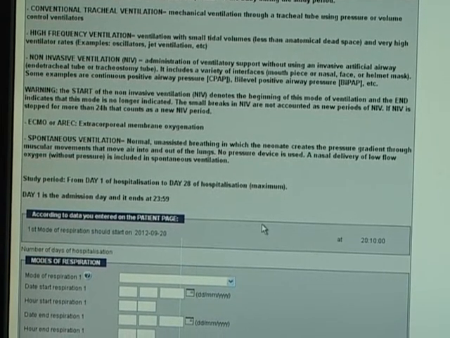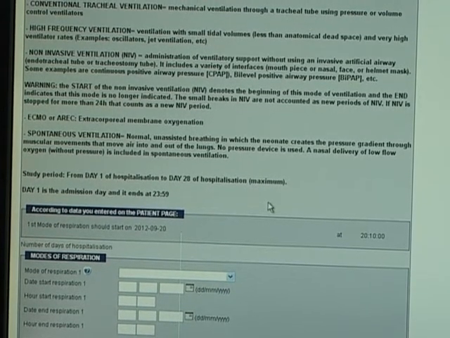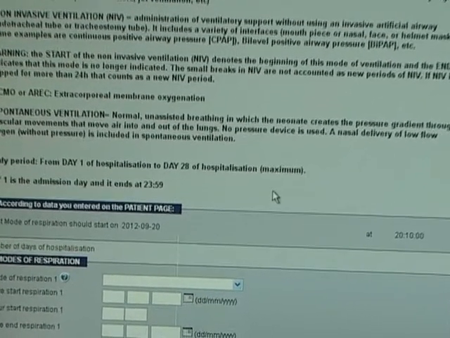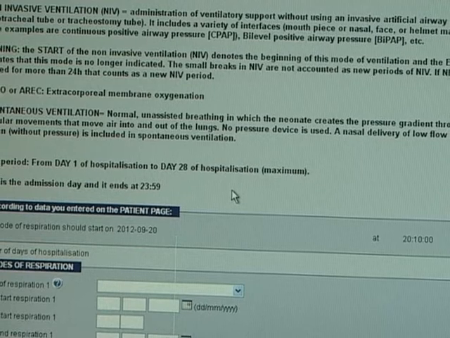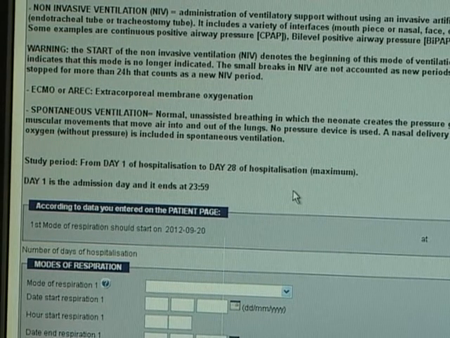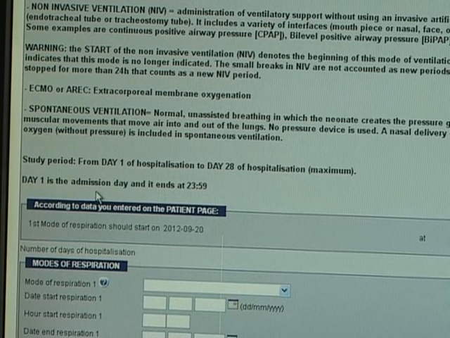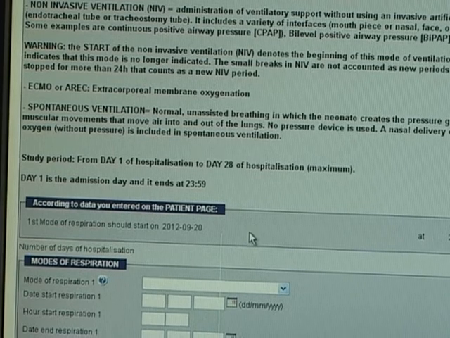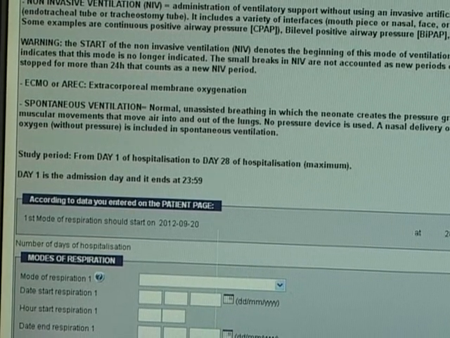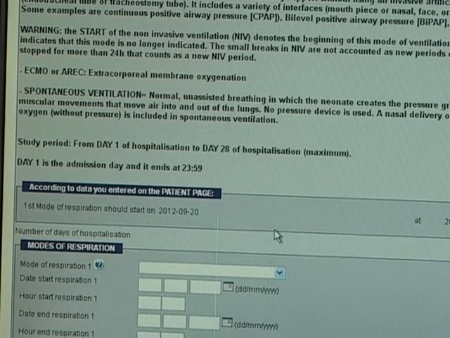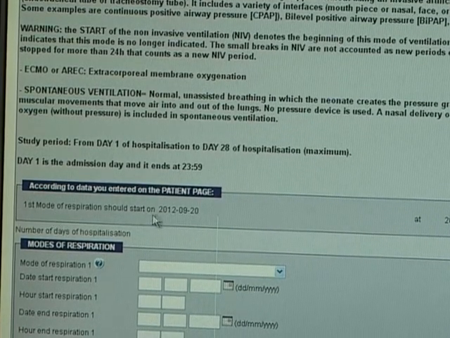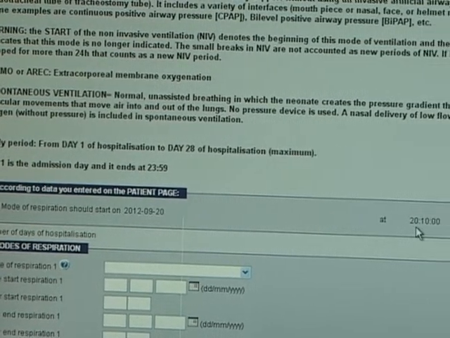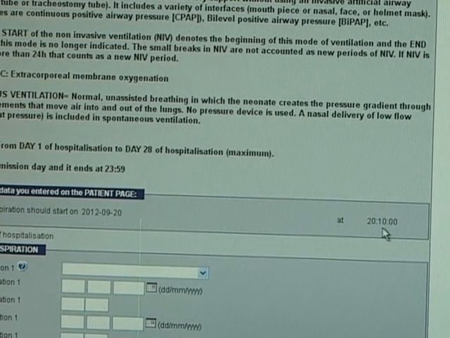Notice that we will call the first day of hospitalization day 1, and every day will be added based on this hospitalization day. So the system will collect the day automatically. If you look here, since you already entered the information on the patient's page, the system tells you that the first mode of respiration should start on September the 20th at 8:10 p.m.